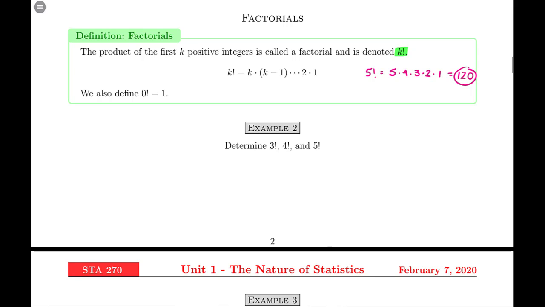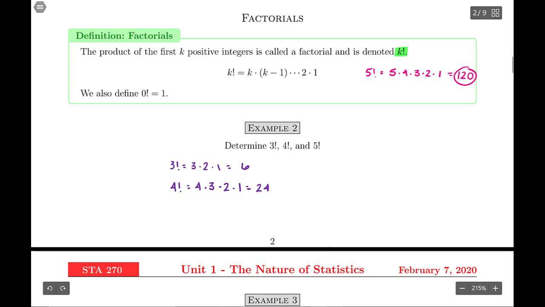But we just want to determine an example: 3 factorial, 4 factorial, and 5 factorial. So 3 factorial is 3 times 2 times 1, which we know to be 6. 4 factorial is 4 times 3 times 2 times 1, which is 24. 5 factorial is 5 times 4 times 3 times 2 times 1, which we already calculated to be 120. 6 factorial will be 720, and we could keep going on.